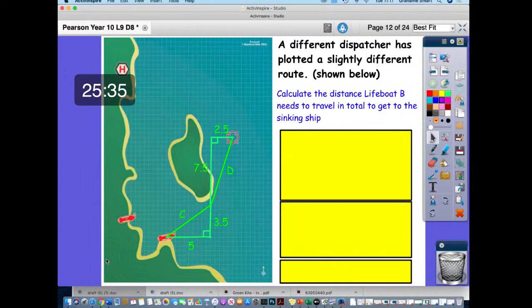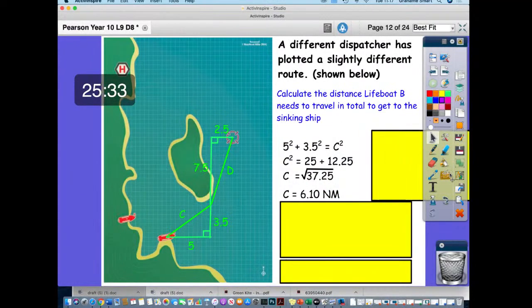Okay, let's reveal the first. So 5 squared plus 3.5 squared is equal to c squared. I'm doing this length here first, folks, just so that it's clear. That's going to give me 25, add 12.25, and that comes out to be 37.25. If we square root it, we get 6.10 nautical miles. So the length of C is 6.10 nautical miles. I've put 6.10 because we did say 2 decimal places there.